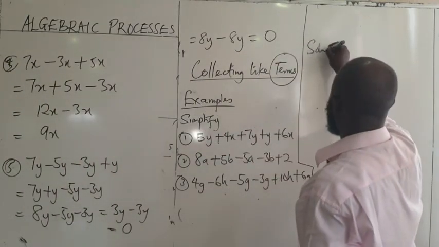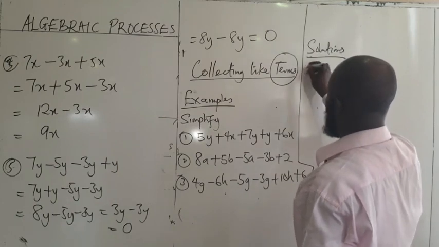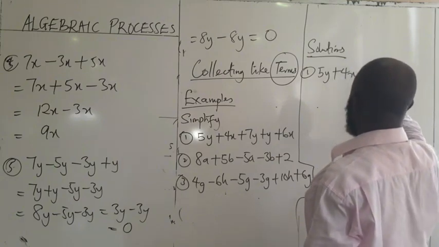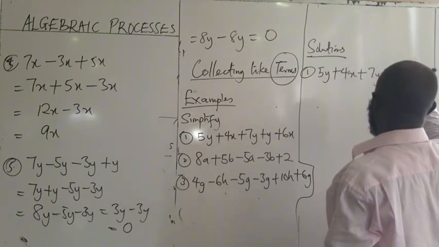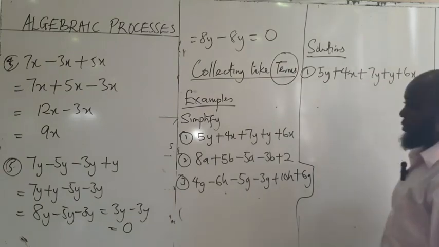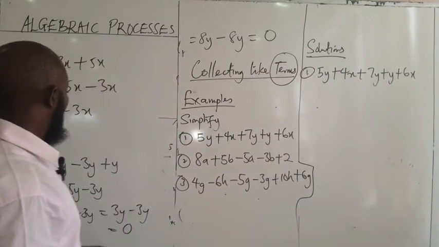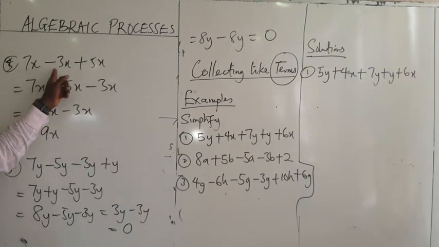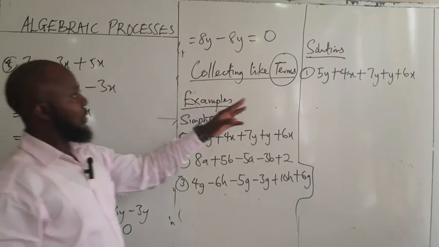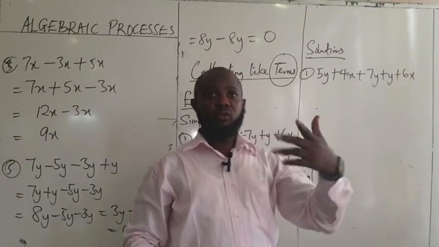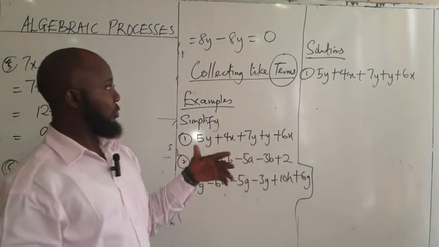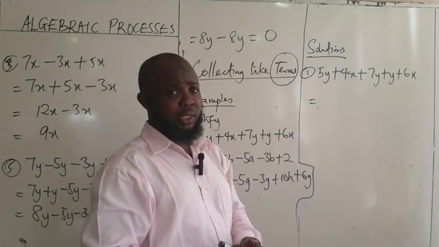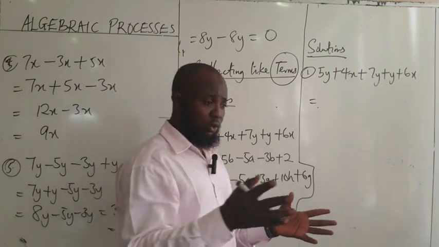So solution here. Now the first one is 5y plus 4x plus 7y plus y plus 6x. What you are going to notice here is that we have more than one variable. Unlike the one we have been solving before, where the variable is just one. This is a term, right? But here we have 2 variables. And sometimes you can have more than 2 variables. You can have 3 variables or 4 variables. So the same process will apply. So in this case, we are going to collect the like terms. We bring all the ones that look alike.